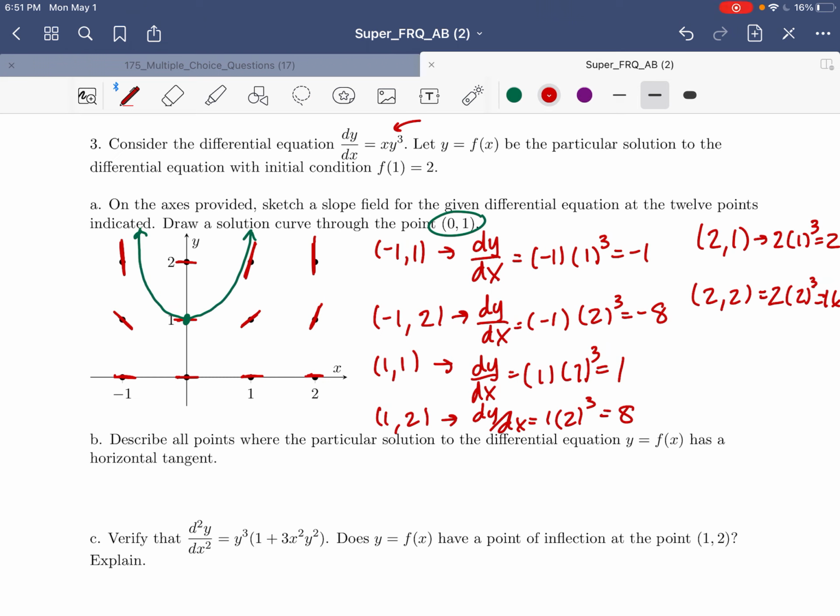All right, next we need to say everywhere where it has a horizontal tangent. That means where the slope equals 0. We've already kind of done that because that was my first step when doing the slope field. So it's going to be anywhere x equals 0 or y equals 0.